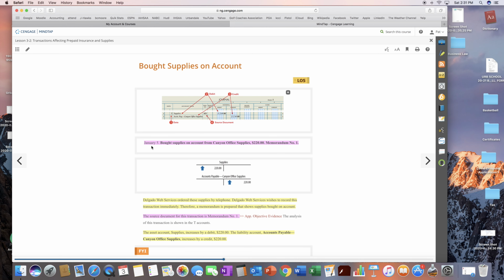The next transaction they teach us: bought supplies on account from Canyon Office Supplies, $220, Memorandum 1. Remember, memorandum is the source document for when we don't have a check or receipt or a sales slip right at the moment. So when we do this transaction, again, it's on your chapter 2 transaction sheet. We increase supplies, so we debit the asset supplies. We increase the liability accounts payable with a credit.